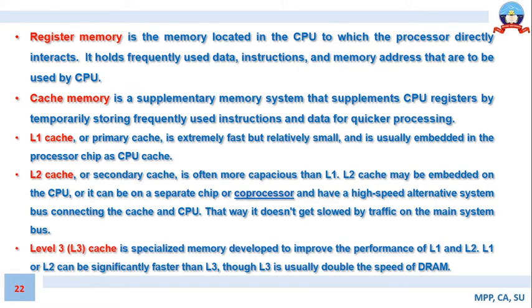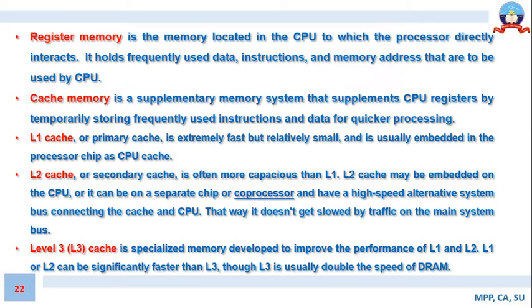Now likewise, you have different types of cache, as I've already said. So you have L1 cache, L2 cache, and L3 cache. Now L1 cache or primary cache is an extremely fast but relatively small memory, and it's usually embedded in the processor chip as CPU cache. So it's an onboard memory that is capable of supplementing the CPU registers, and it's extremely fast, but relatively small.